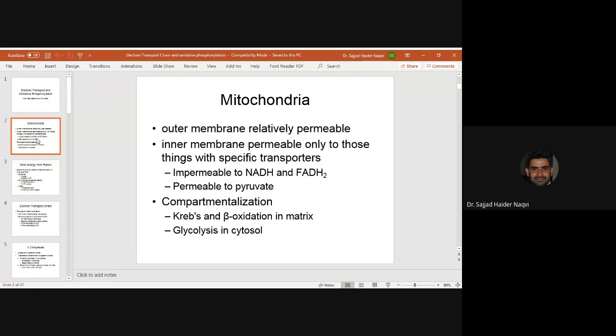What is the mitochondrial matrix? The mitochondrial matrix is the matrix present within the inner membrane of the mitochondria. So it is to be understood that glycolysis, which is the first part of the metabolism, takes place in the cytoplasm. Glycolysis is then followed by the Krebs cycle, also called the TCA cycle. That takes place in the mitochondrial matrix. And then the beta oxidation process also takes place in the mitochondrial matrix.